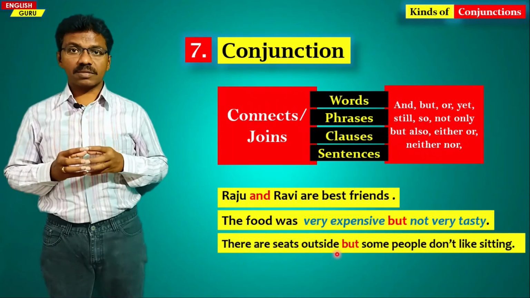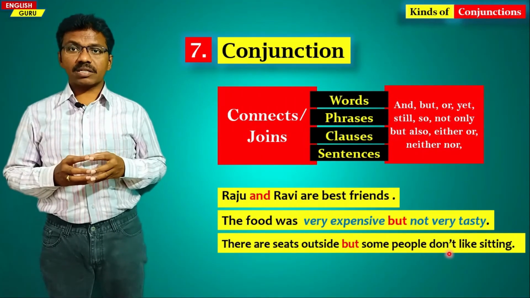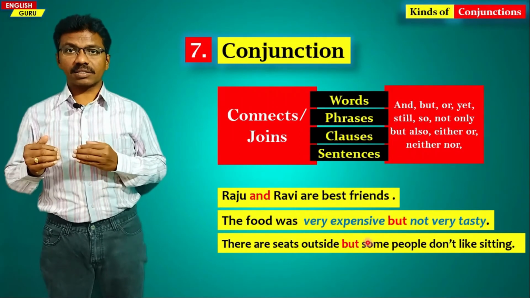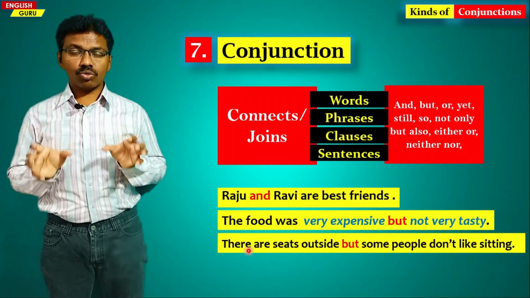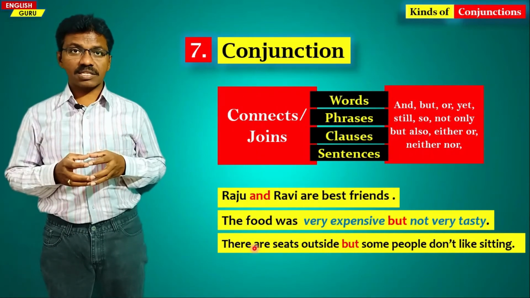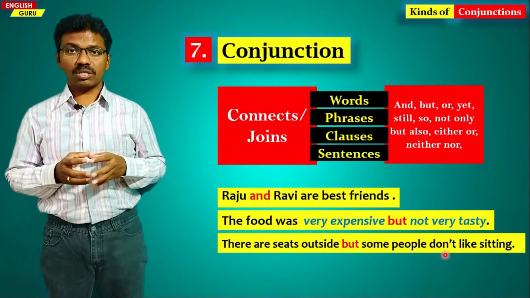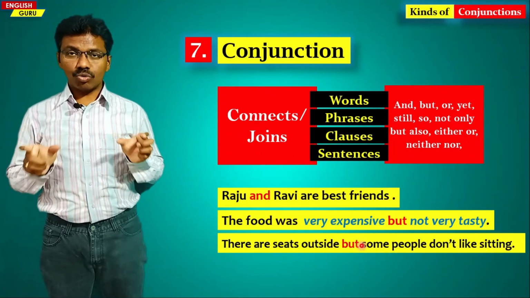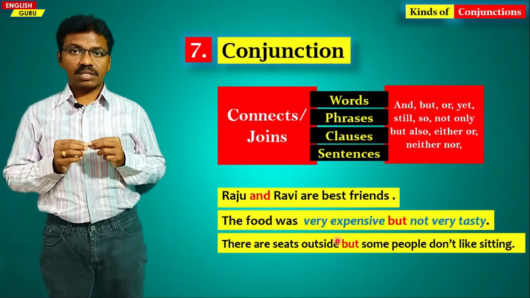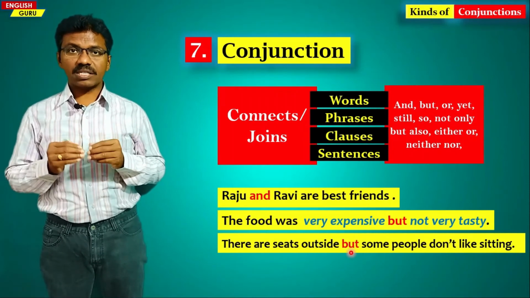In the next sentence, there are seats outside but some people don't like sitting. Here the word but is connecting two clauses. There are two clauses in this sentence. The first clause is there are seats outside, and the next clause is some people don't like sitting. These two clauses are connected by the word but. So but is a conjunction.